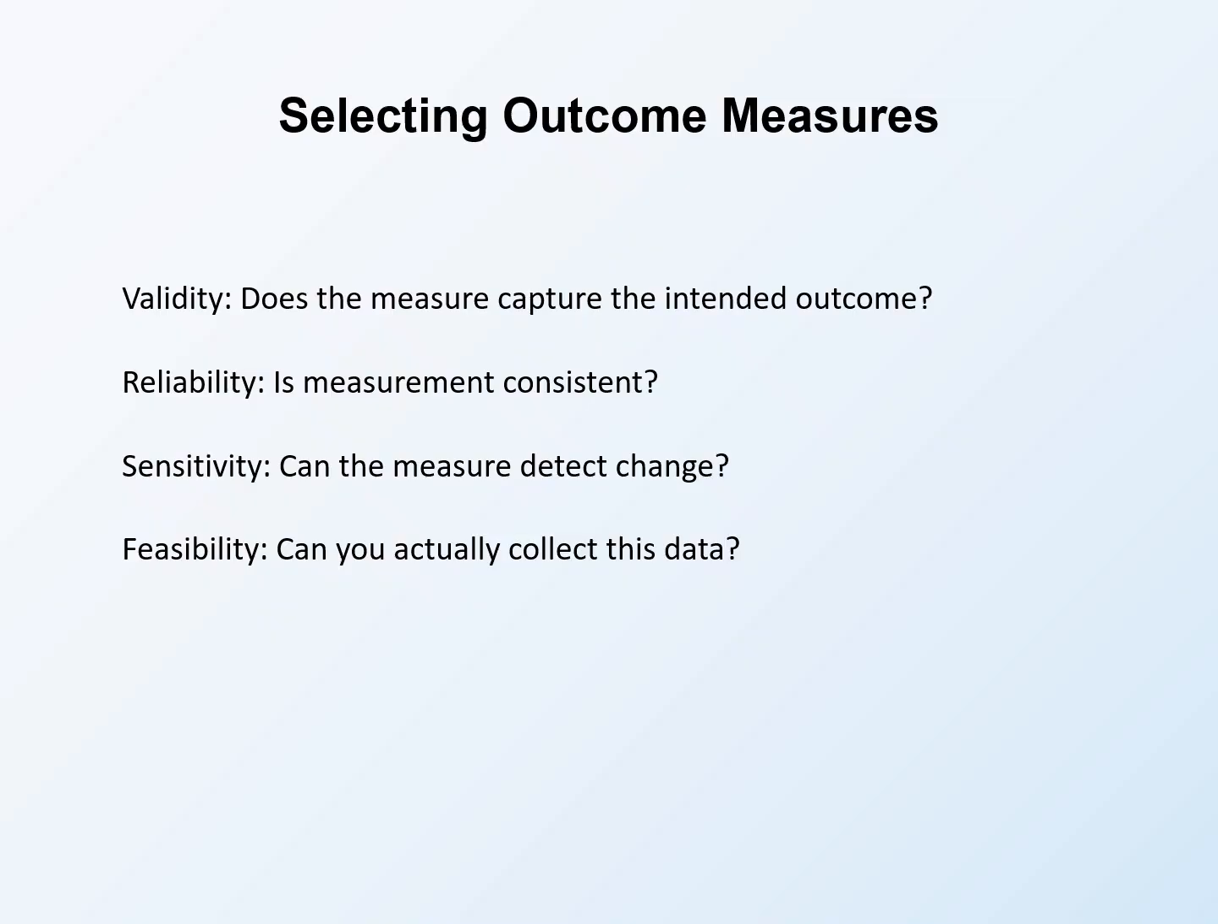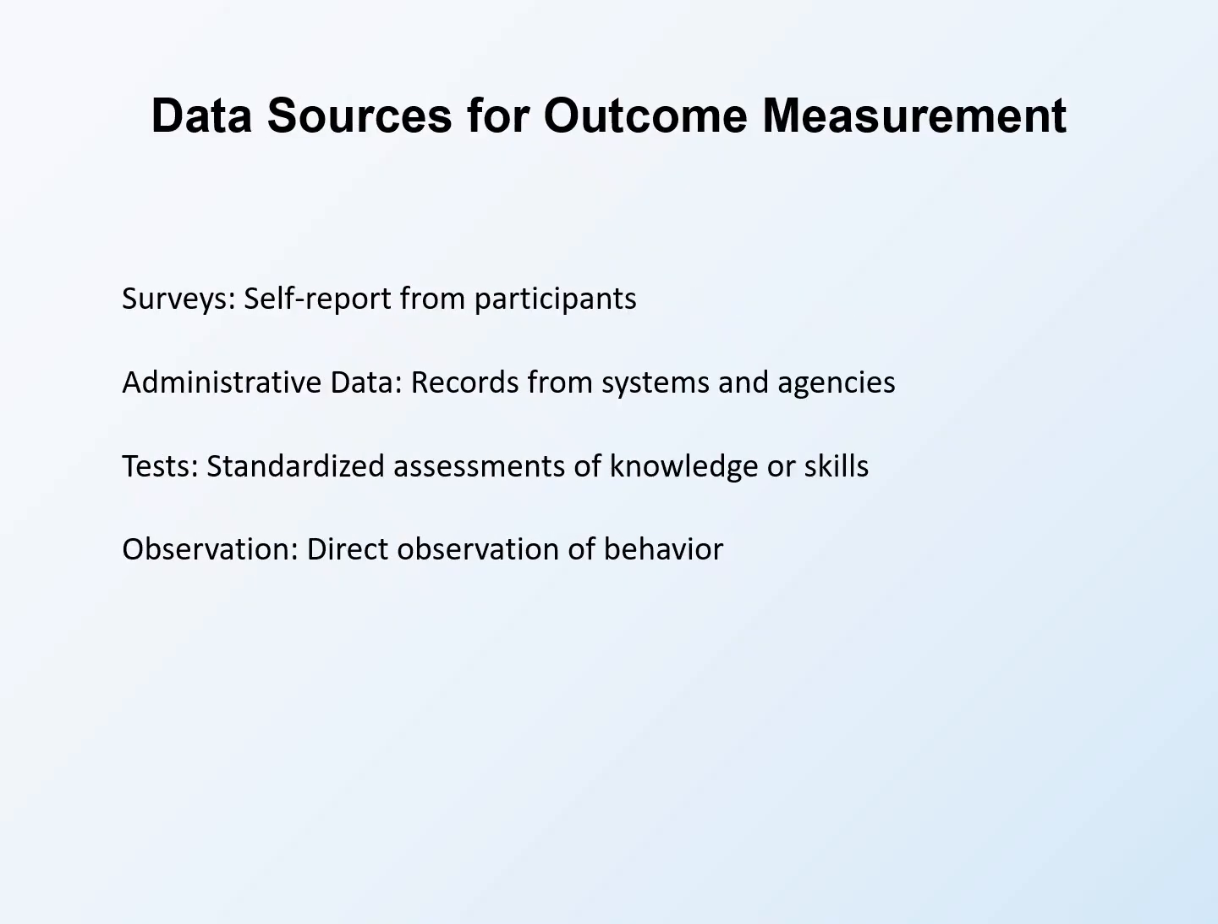If participants improve, will your measure show it? Ceiling and floor effects limit sensitivity. Feasibility asks whether you can actually collect this data. Some ideal measures are impractical. Balance rigor with feasibility. Survey design requires attention to question wording, response options, and overall instrument structure.